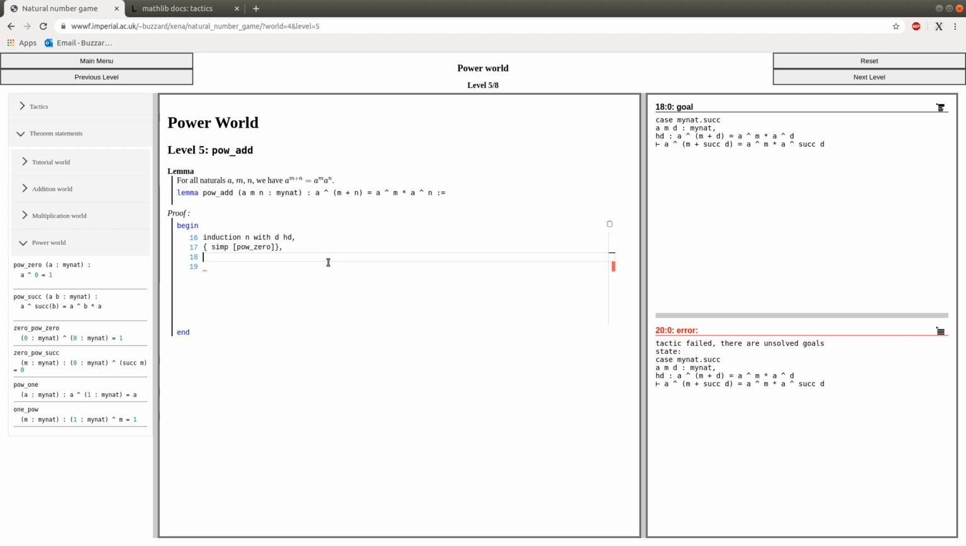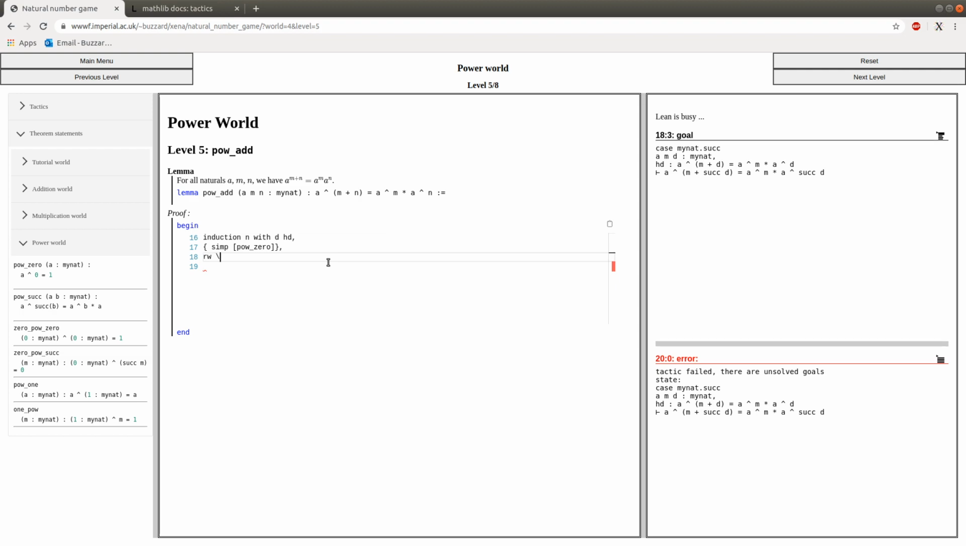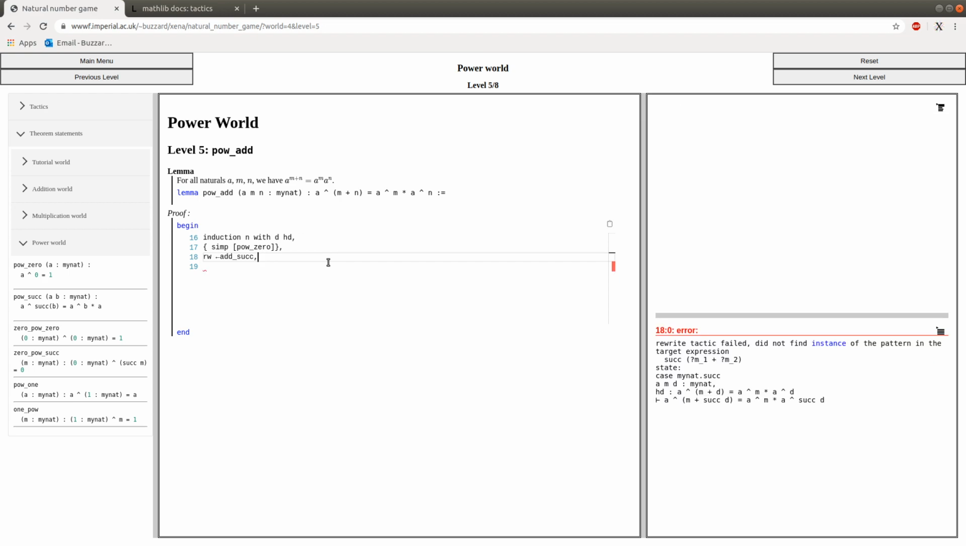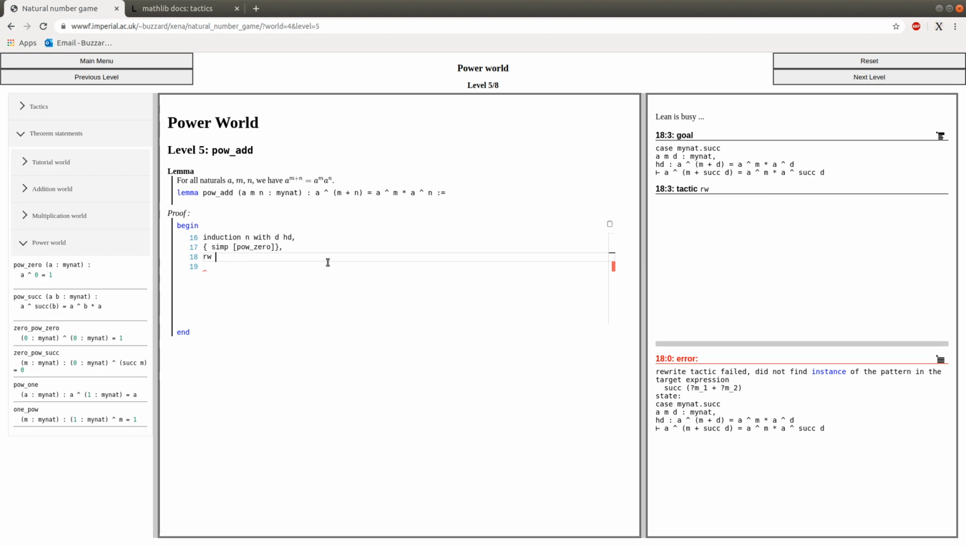I see. We need to use pow succ somehow. So we maybe rewrite, kind of add succ that way or something. Is that a thing? Oh, it didn't work. Oh no, sorry, rewrite add succ the normal way.